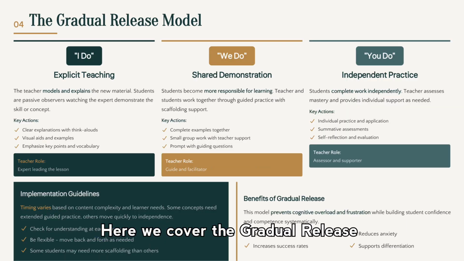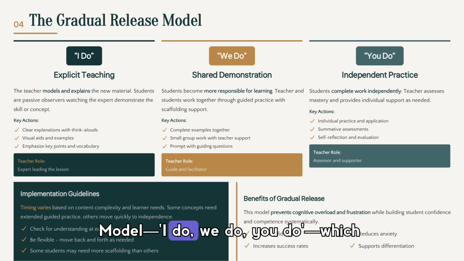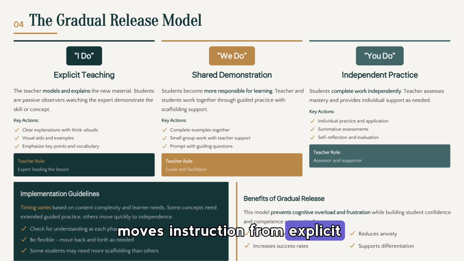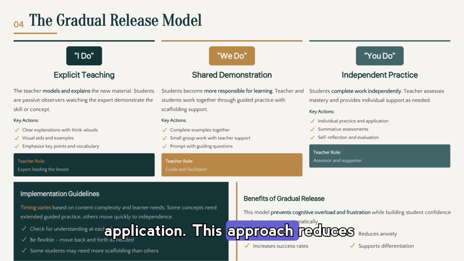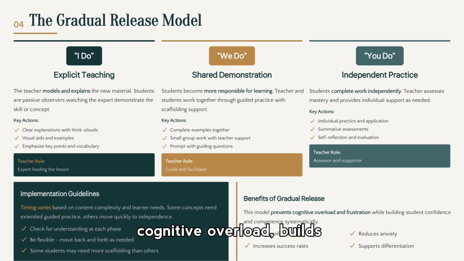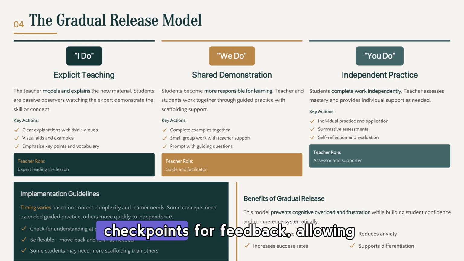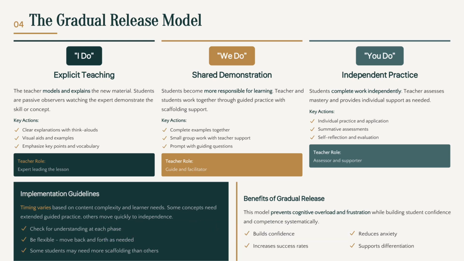Here we cover the gradual release model, I do, we do, you do, which moves instruction from explicit teacher modeling to collaborative practice and finally independent application. This approach reduces cognitive overload, builds confidence, and provides checkpoints for feedback, allowing teachers to pull back support as students demonstrate readiness for autonomy.